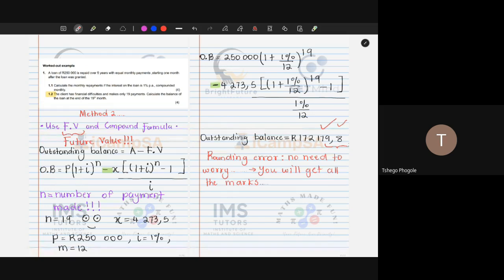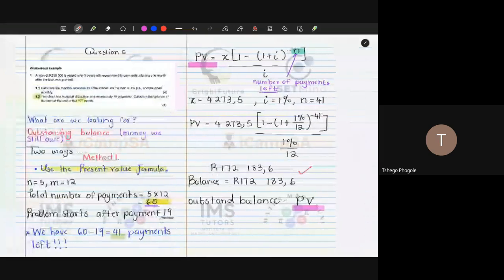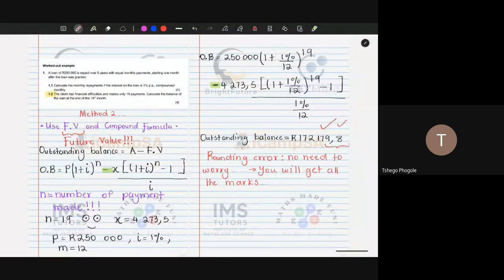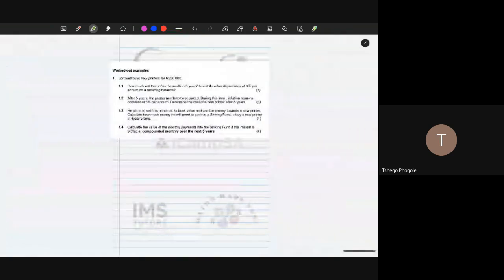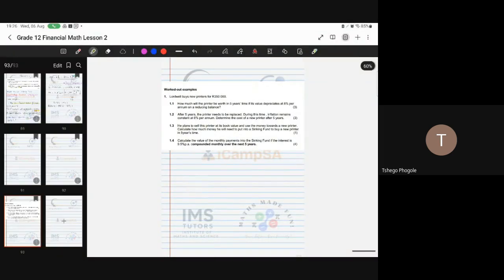Because in your exam, a problem is waiting for you. They will say, how much are we owing? Outstanding balance. And you need to be able to calculate that. For method 2, this is the formula: outstanding balance is A minus FV. Very important, guys. So let's go to the next problem.